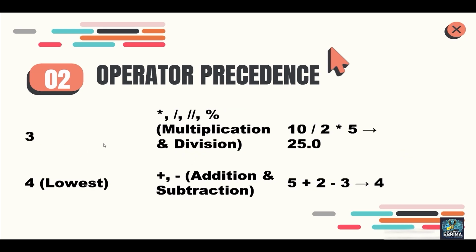Now the third one is the multiplication and division. That is very important to note. We also have the floor division and the modulo operator here. And the lowest of the lowest is the addition and subtraction. This is important to note, but let's go to the other side and take a closer look at it.